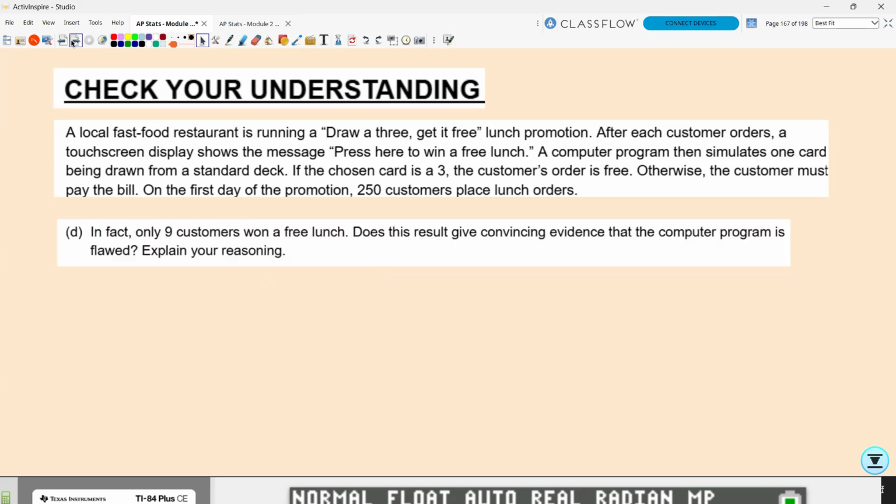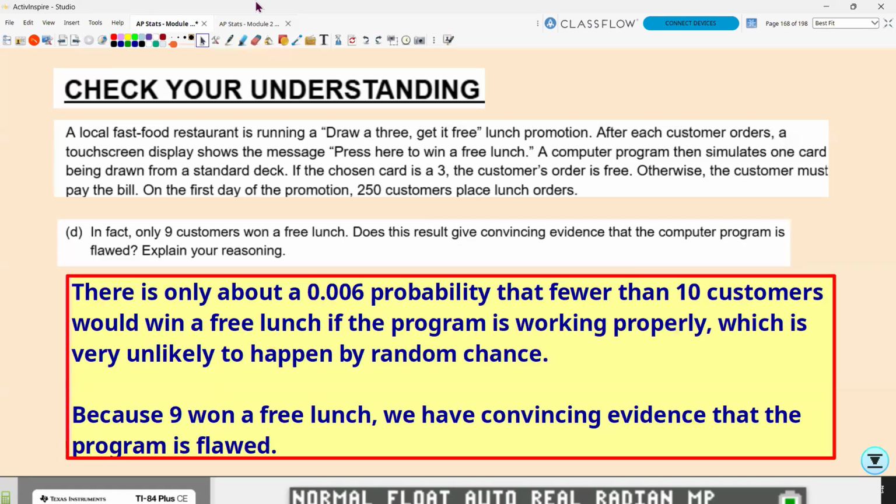So part D. In fact, only 9 customers won a free lunch. Huh, that's suspicious. Does this result give convincing evidence that the computer program is flawed? Explain your reasoning. I would say so, because there is only a 0.6% probability that fewer than 10 customers would win a free lunch if the program's working properly, which seems to be very unlikely to happen by random chance alone. So because 9 won a free lunch, we, in this case, have convincing evidence that the program indeed is flawed, less than 5%.